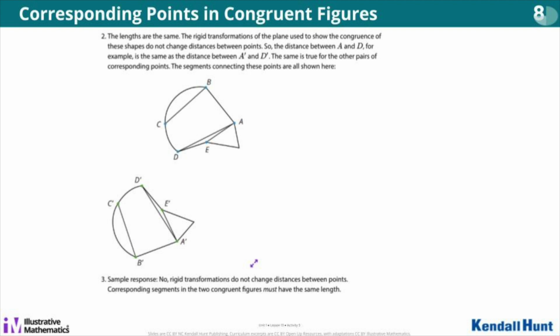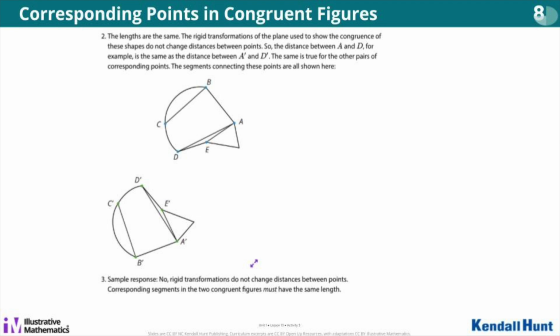The rigid transformations of the plane used to show the congruence of these shapes do not change distances between points. So the distance between A and D, for example, is the same as the distance between A' and D'. The same is true for the other pairs of corresponding points. The segments connecting these points are all shown here. Rigid transformations do not change distances between points.